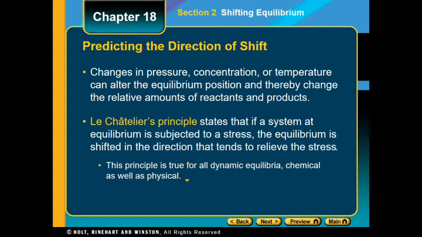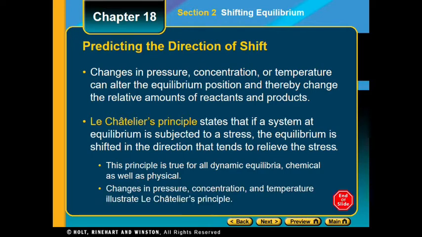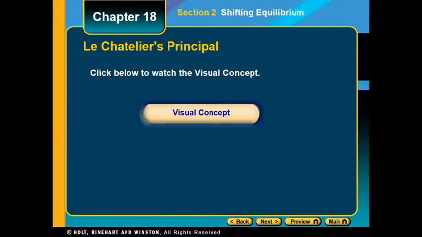Kind of like when we were talking about entropy. Entropy is the state of going to randomness or chaos, and we're trying to get away from the randomness and chaos, so we want to relieve the stress. This is going to be true for all dynamic equilibria, chemical as well as physical, and changes in pressure, concentration, and temperature. We're going to use those to illustrate Le Chatelier's principle. So again, definition, make sure you get it down.